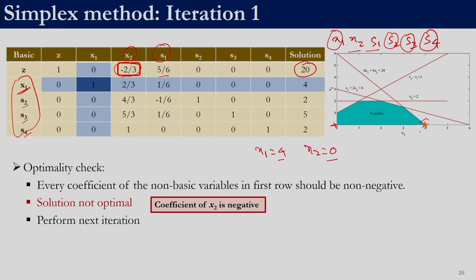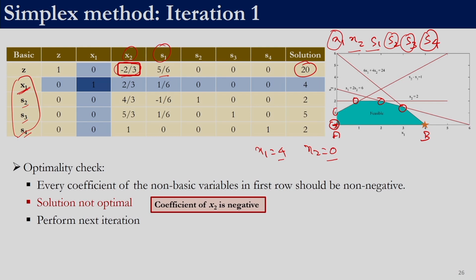So, (4, 0) is shown over here. Initially we were at this (0, 0), at the beginning of the first iteration. So, from vertex A we have moved to vertex B, which is (4, 0). The next iteration will take us to one of these other vertices.